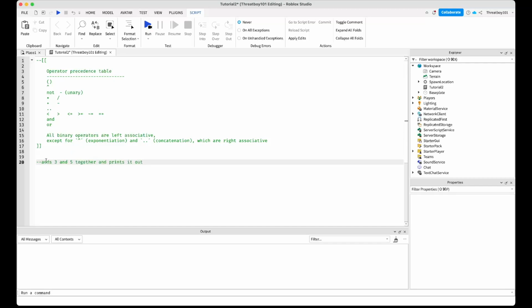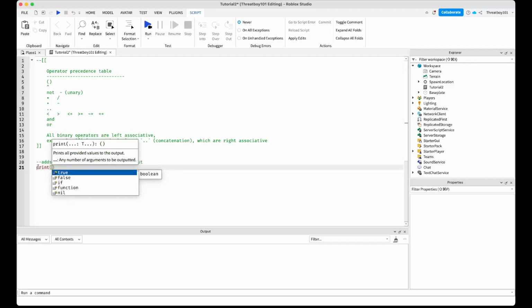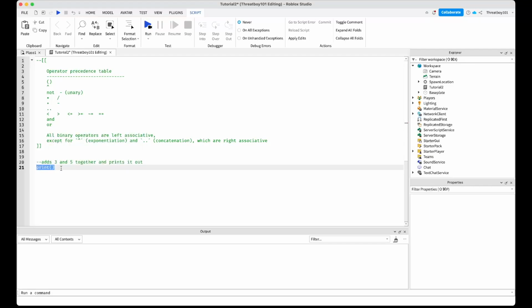With a one-line comment, only the text on that line is commented out. If I go to the next line, you can see that it's not green. When it's not greened out, that indicates it's actual code that will run.